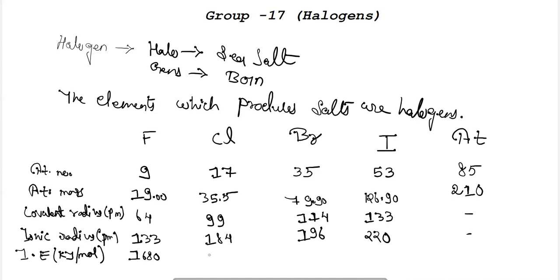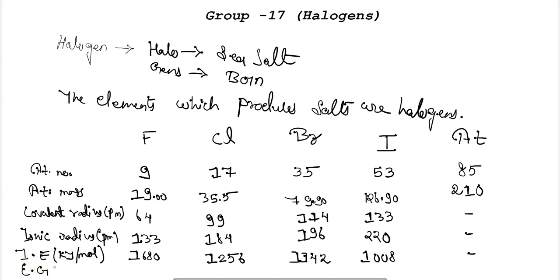So for fluorine it is 1680. For chlorine it is lower than that of fluorine, that is 1256. Then for bromine it is 1142, and for iodine it is the lowest, that is 1008. So it follows the rule that on going down in the group the ionization enthalpy decreases. We are seeing here that gradually the ionization enthalpy is decreasing from 1680 to 1008 at iodine.